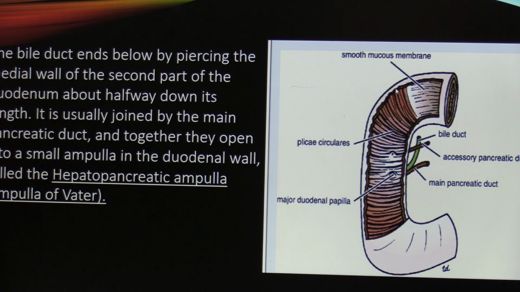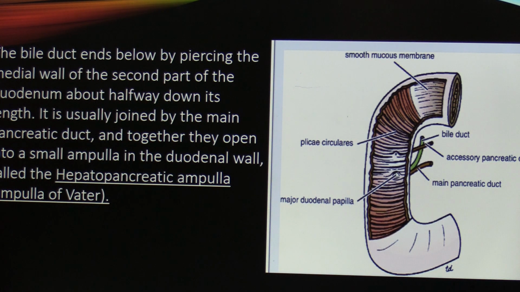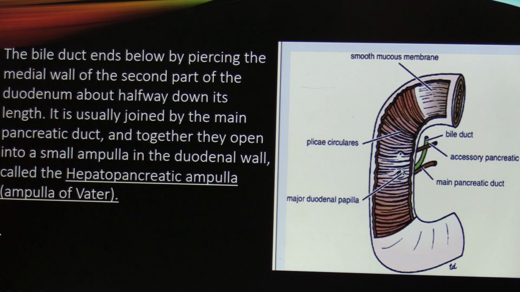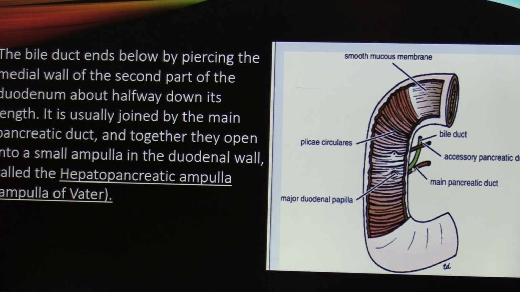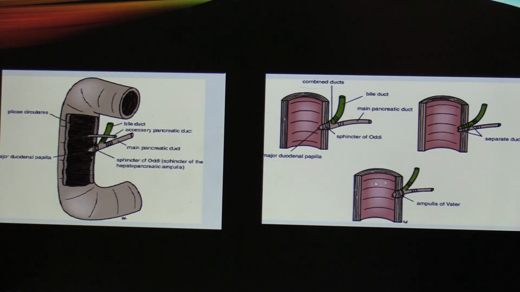Now this is the duodenum. The bile duct ends below by piercing the medial wall of the second part of the duodenum, and it is usually joined by the main pancreatic duct, which you can see together here. Together they open into a small ampulla in the duodenal wall called the hepatopancreatic ampulla, or the ampulla of Vater. So bile duct and the pancreatic duct open in the duodenal wall through the ampulla of Vater. There is also a muscle encircling it, which is known as sphincter of Oddi or the sphincter of hepatopancreatic ampulla.